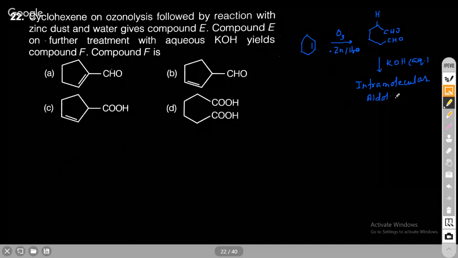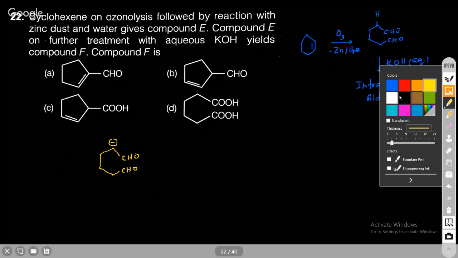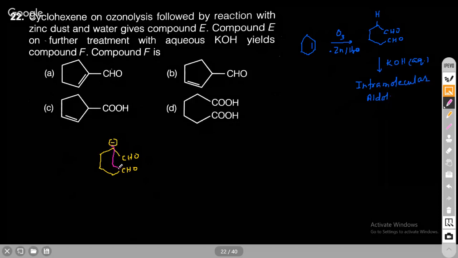Intramolecular aldol. So this base OH minus will take the alpha hydrogen from here and will get a negative charge over here. CHO with a negative charge, and this CHO will be here. Now, intramolecular means what? This negative charge will attack onto this carbonyl carbon, right? So what happens here, you see, 1, 2, 3, 4, 5. We'll get a 5-membered ring.